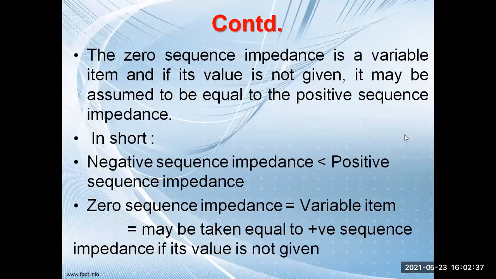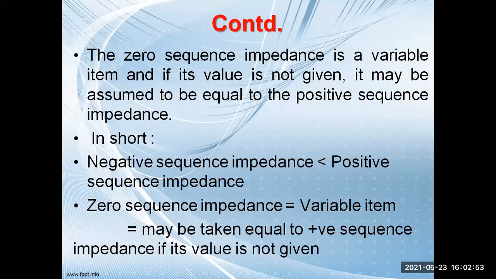Now the zero sequence impedance is a variable item, and if its value is not given, it may be assumed to be equal to the positive sequence impedance. If something is not given, then you have to assume that it is equal to the positive sequence impedance. So in short, negative sequence impedance is less than the positive sequence impedance.